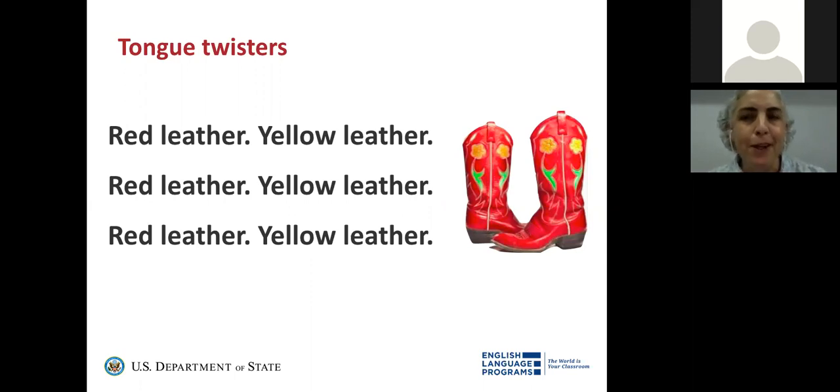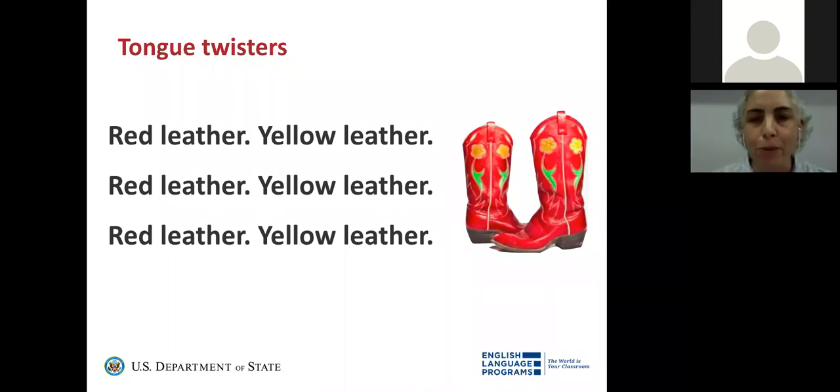The first one, you can probably tell, is the R sound. We're practicing red leather, yellow leather, red leather, yellow leather. Anyone able to guess what the other sound is? We have one guess, which is the D sound. Oh, excellent guess. That's a great guess. Oh, and now Kit is adding the L sound. That was my intention for this tongue twister, to contrast the R sound and the L sound.